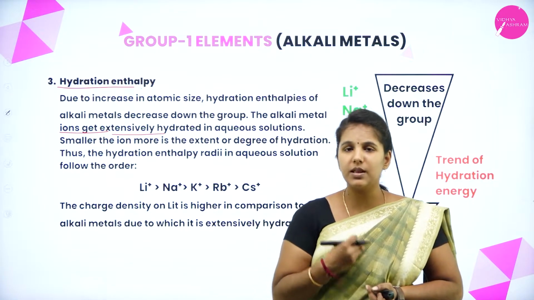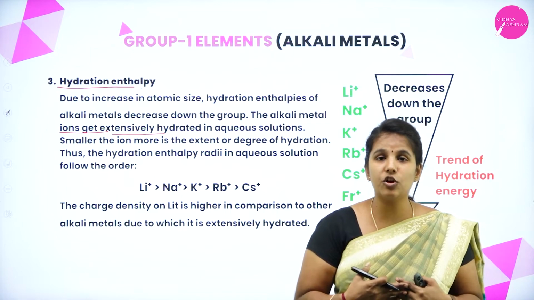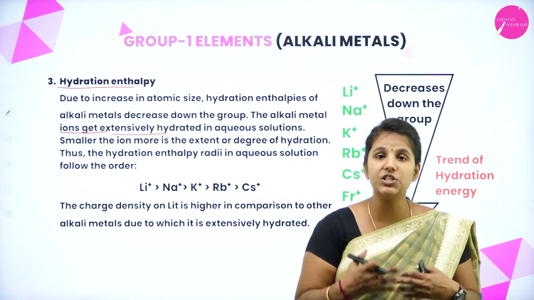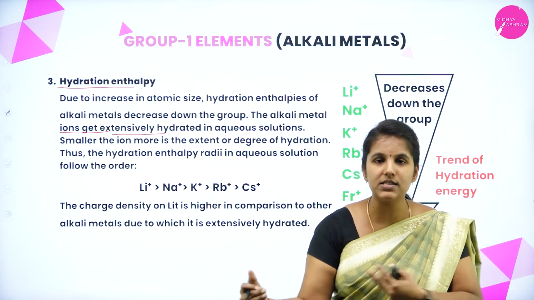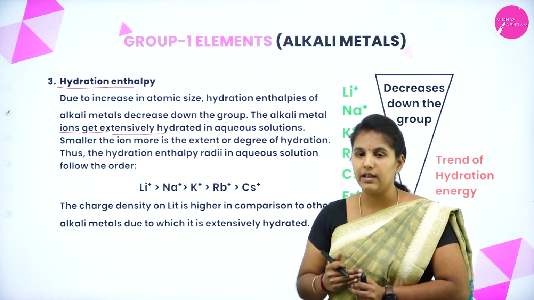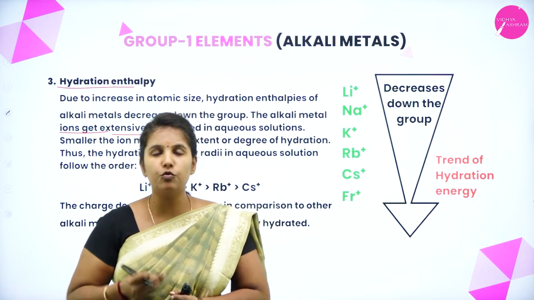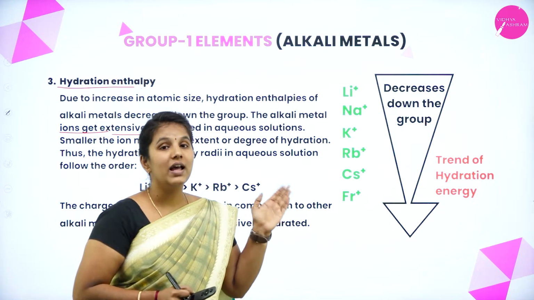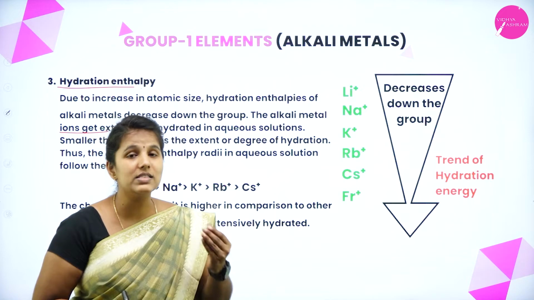During this process, remember, some amount of energy will be released. That is known as enthalpy. So, during the hydration of the alkali metal, the quantity of energy released is referred to as hydration enthalpy. When I talk about the alkali metals from group 1, as we move down the group, this hydration enthalpy will decrease. Why is it decreased?